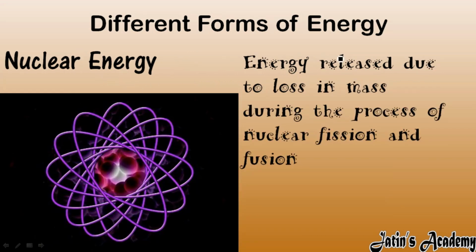This is the energy due to loss in mass, which happens in the process of nuclear fission and nuclear fusion. What is the meaning of nuclear fission? Carefully listen. The word nuclear is related to nucleus. Fission means breakdown, fusion means combine. When a nucleus breaks down into smaller parts, a large amount of energy is released, and vice versa also.